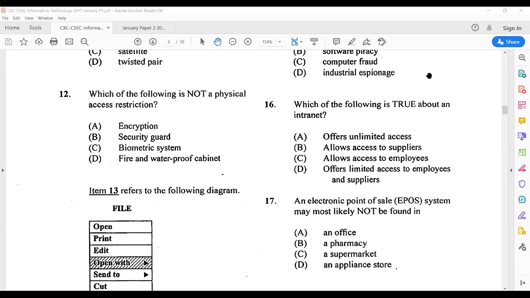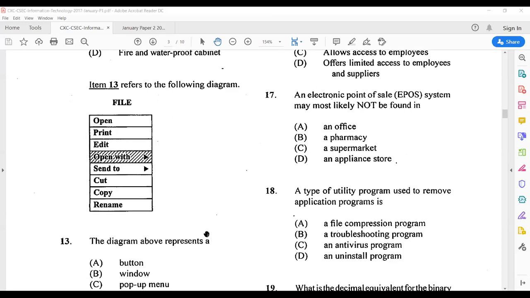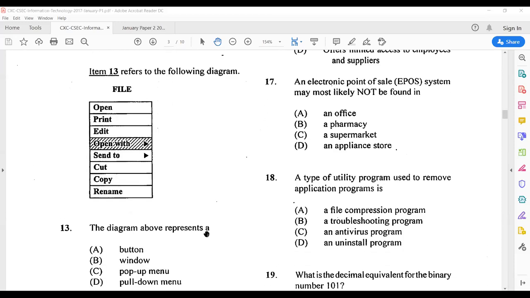The security guard, of course, that's physical. That's a physical person protecting access. Biometric system, that's a physical device, right? The biometric system is a physical device where you use your fingerprint or retina scan to access something. So that's a physical access restriction. And then, of course, the fire and waterproof cabinet, that's physical equipment that has to be opened physically in order to access what's inside. Okay, so we're on to 13.